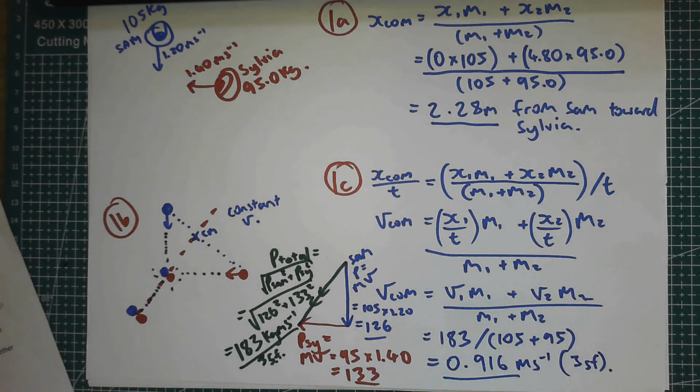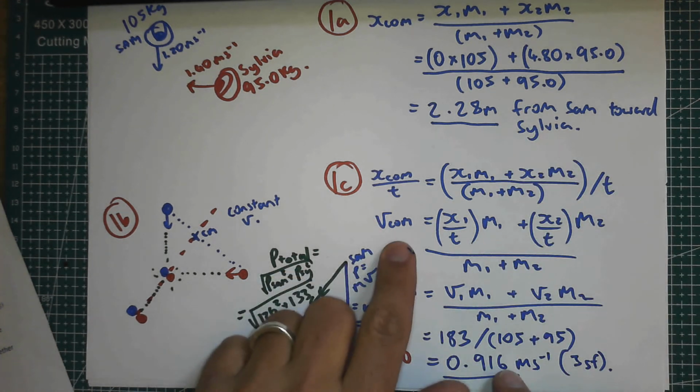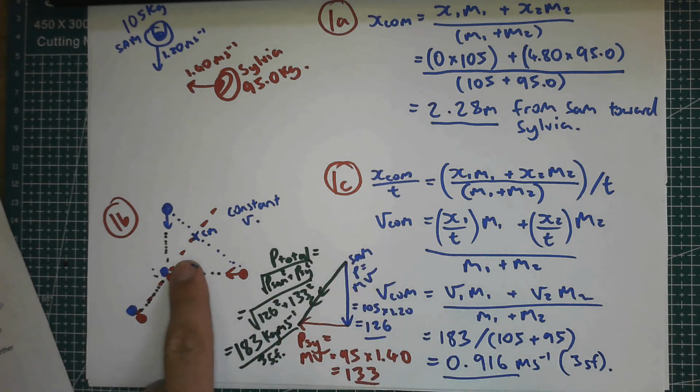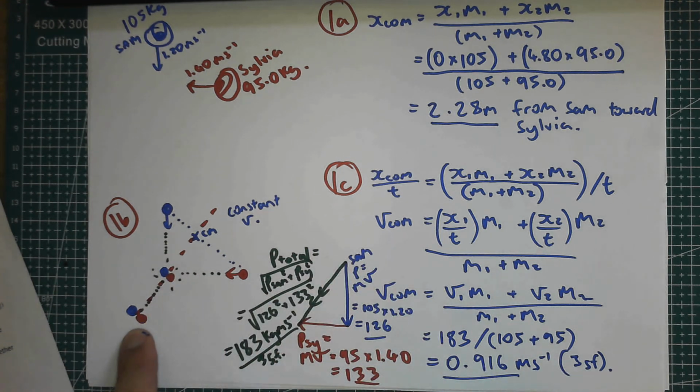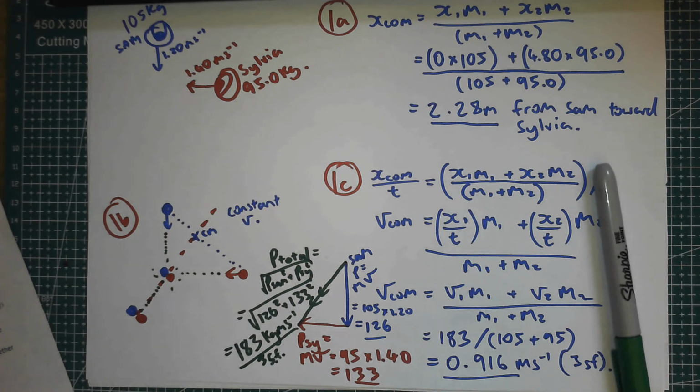Cool, so that's their combined speed after the collision, because this is the speed of the centre of mass, and after the collision they are moving off with the centre of mass. Cool, so I'll move on to the next question now.